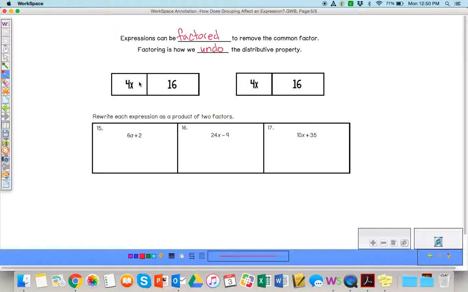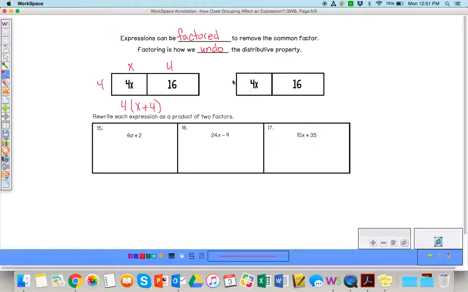So, for example, what number could we pull out of both 4x and 16? Okay, so we can pull 4 out of both 4x and 16. So if I do 4x divided by 4, I'm left with just x. If I do 16 divided by 4, I am left with 4. Okay, so my problem would be 4 on the outside, x plus 4 on the inside.